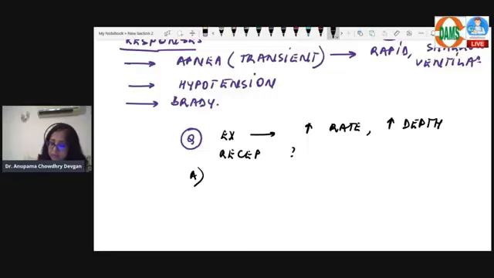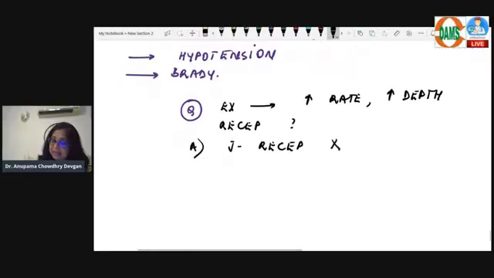A, is it going to be the J receptors? No, definitely not. Because when are J receptors stimulated? Only in conditions of pulmonary congestion, embolism, and edema, which are not physiological things. So J receptors produce rapid shallow ventilation. So J receptors, definitely not.